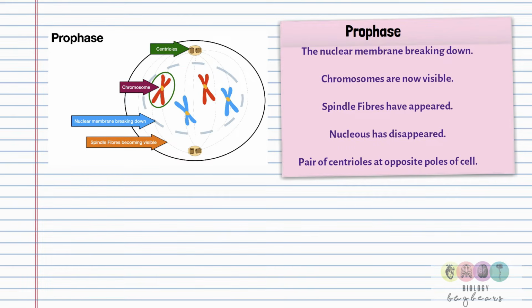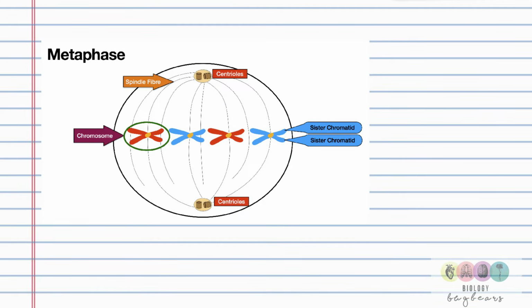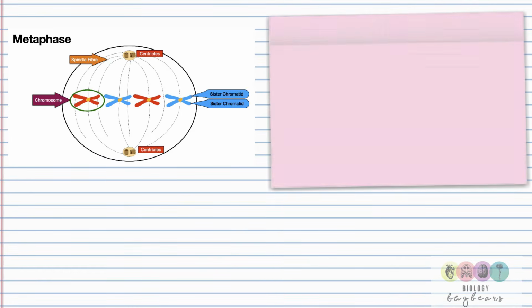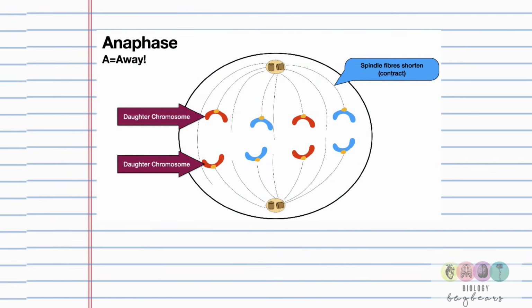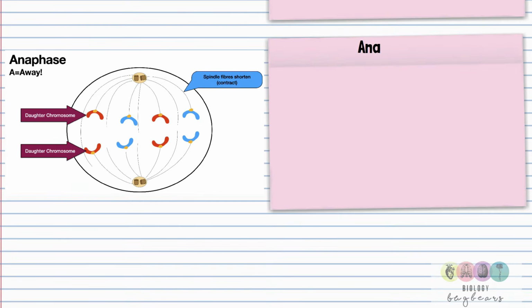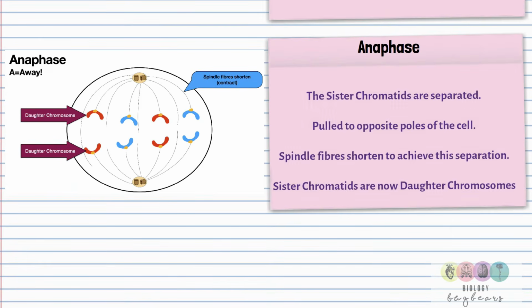Metaphase is the next stage, and it's the easiest to recognise because the chromosomes are arranged across the middle of the cell, and there are spindle fibres from each pole attached to each side of the chromosome, to each sister chromatid at the centromere. Anaphase is next. I always think of A for away because the sister chromatids are separated. They're pulled to opposite poles of the cell by the spindle fibres contracting or shortening. They're now referred to as daughter chromosomes.